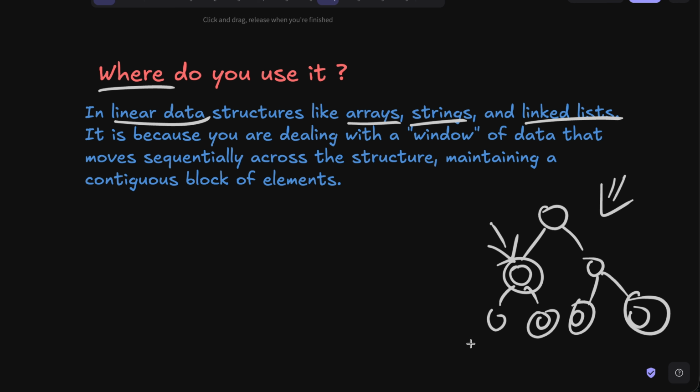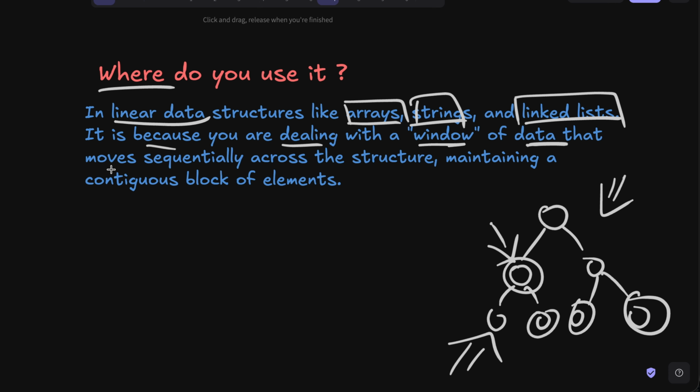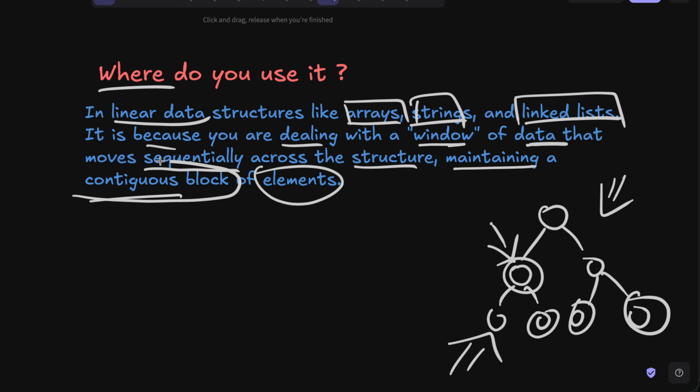And that is why even if you try to use sliding window in these kinds of graph problems or other data structure problems, it will not be optimized. That will actually be an overhead. That's why we only use sliding window in arrays, strings and linked lists. Why? Because we are dealing with a window of data that moves sequentially across the structure, maintaining a contiguous block of elements. And since we are dealing with a contiguous block of elements, it becomes very important for us to get access to the elements in order of one time complexity.